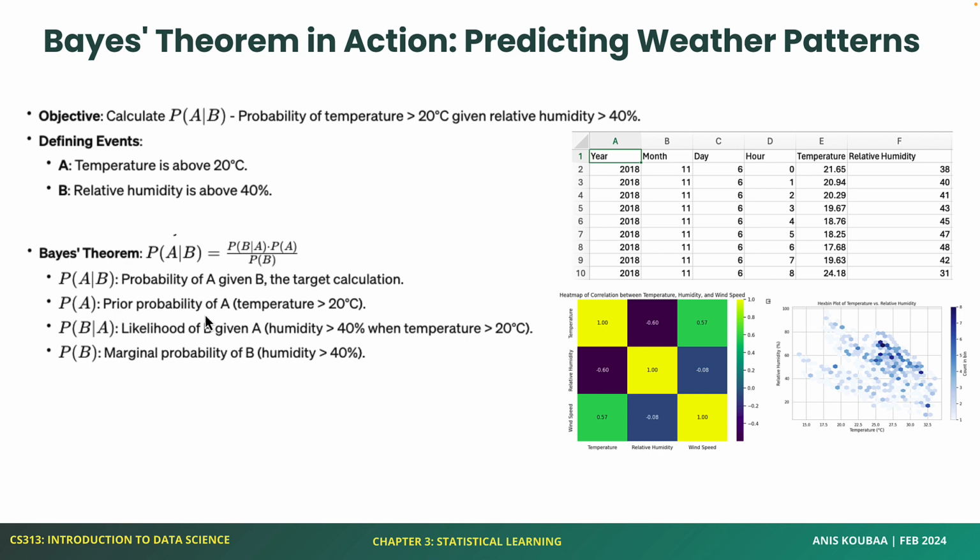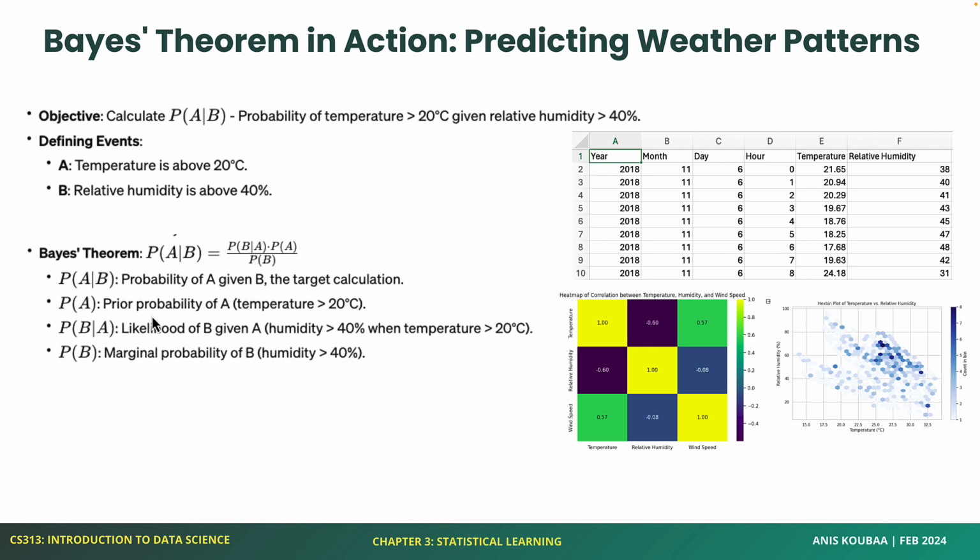Okay, what is the prior probability now? Is the temperature given, and this is what we call the prior probability. And we will see the definition. And the probability of B given A, which is the likelihood of B given A, it's the inverse, so humidity percent when the temperature is greater than 20. And this is what we call the marginal probability, when the humidity is greater than 8.